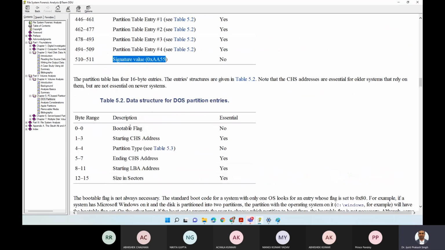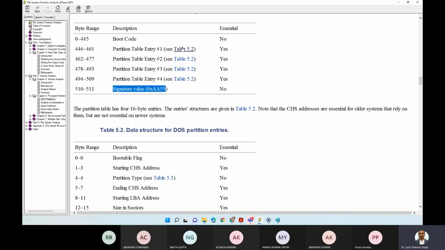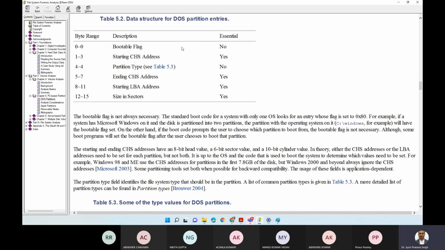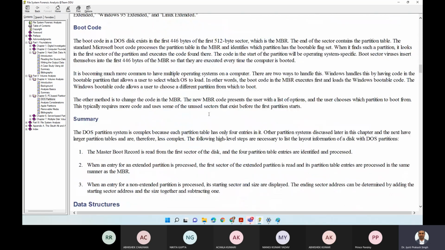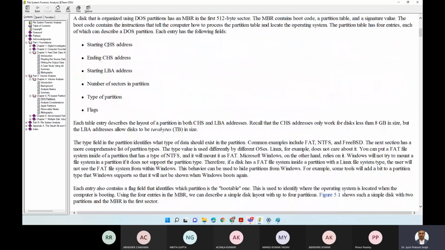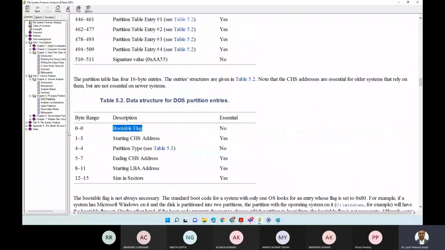Now inside the DOS partition entries, each partition table entry has the fields I described. In terms of bytes: the 0th byte, 1 byte, is the bootable flag. Then we have the start CHS address of 3 bytes, then partition type of 1 byte, then ending CHS address, and then 4 bytes for the LBA address, and 4 bytes for size in sectors.